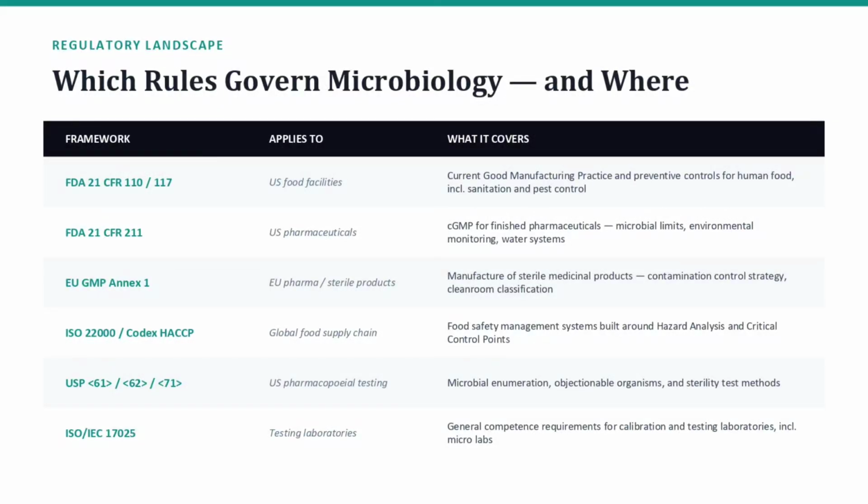You do not need to memorize every number on this slide today. But you do need to know that this web of regulation exists, and you need to know roughly which framework applies to which part of your work. Because inspectors will expect you to know it.